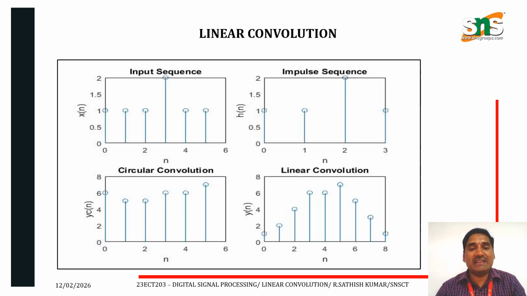Next one, by using the previous four steps, we can find the linear convolution. The input sequence and impulse sequence are given. By applying folding, shifting, multiplication, and summation, we can get the linear convolution: y of 0 is equal to 1, y of 1 is equal to 2, y of 2 is equal to 4, y of 3 is equal to 6, y of 4 is equal to 6, y of 5 is equal to 7, y of 6 is equal to 5, y of 7 is equal to 4, y of 8 is equal to 2. This is for the input sequence and impulse response sequence. We can get the convolved sequence as the linear convolution.